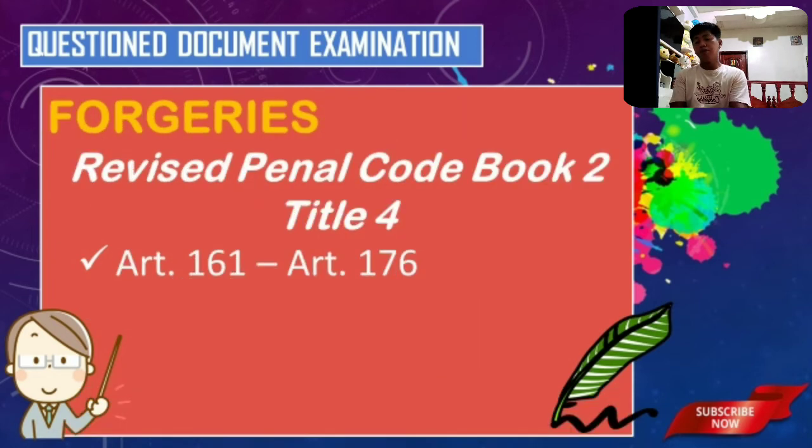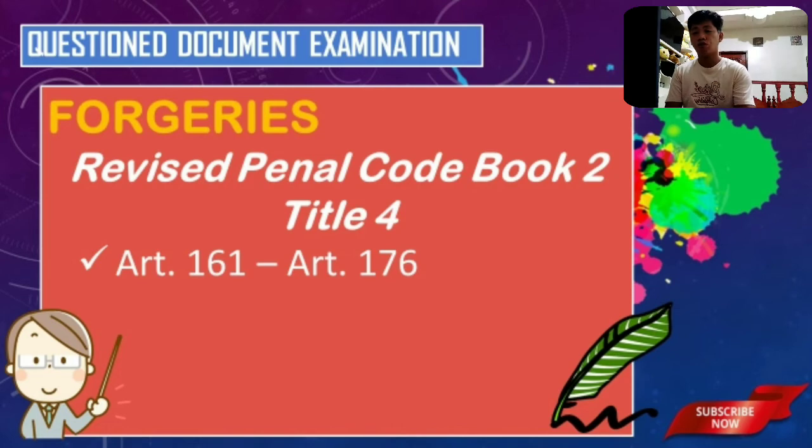Now, since our topic is focused on forgeries, as we made mention, our reference is on the Revised Penal Code, Book 2, Title 4, that is Article 161 until Article 176. So, yun yung tumatalakay sa forgery doon sa ating batas. However, most of the articles are actually focused on forgeries involving legal tenders, yung mga currencies, yung mga peso, yung pera. But I would like to exclude that for a moment. Exclude muna natin yan sa discussion natin.